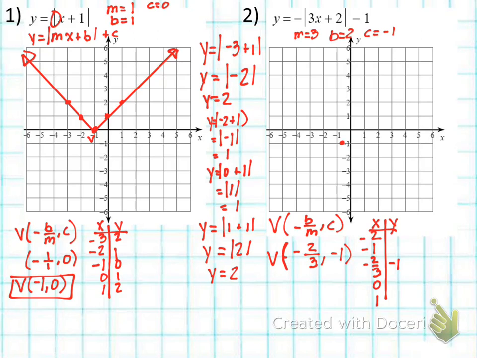So starting with -2, we have y is equal to the negative absolute value of 3. Oh boy, I need more room here. Start a little bit this way. Y is equal to the negative absolute value of 3 times x. X in this case is -2. Plus 2. All of that minus 1. So 3 times -2 is -6. -6 plus 2 is -4.